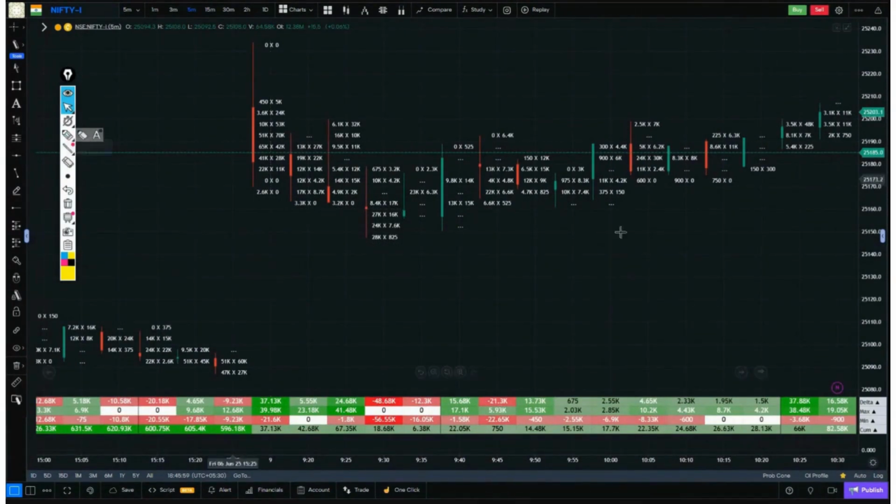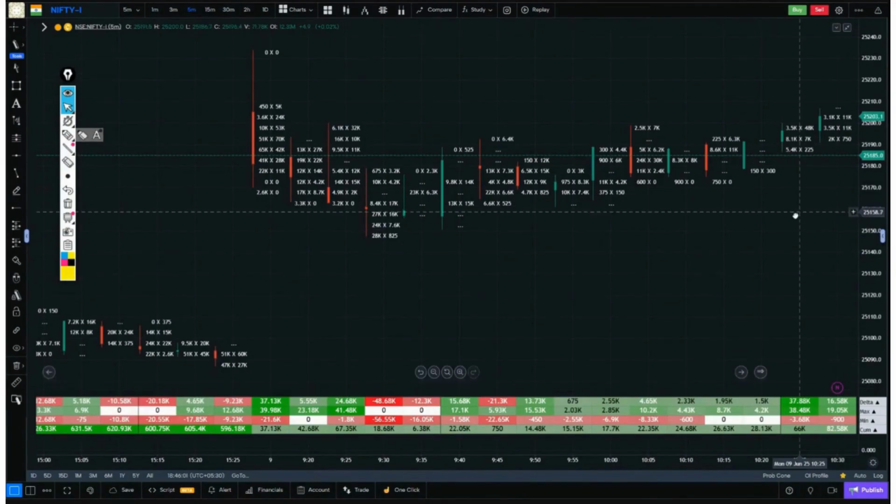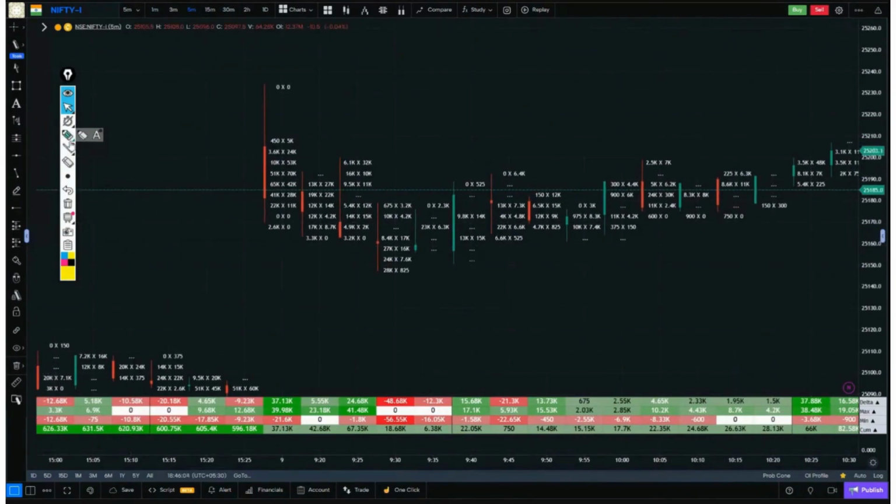So, to read the footprint properly, again you should know what delta is. Because with the help of delta, we read these footprints. Like the first candle, for example. In the footprint of the first candle, on the right side of the footprint, we have the buyers. On the left side, we have the sellers.